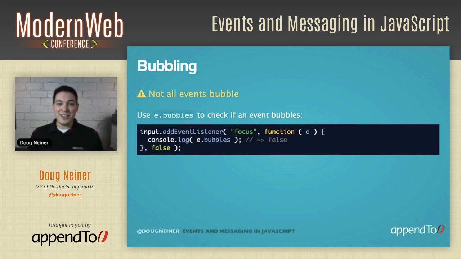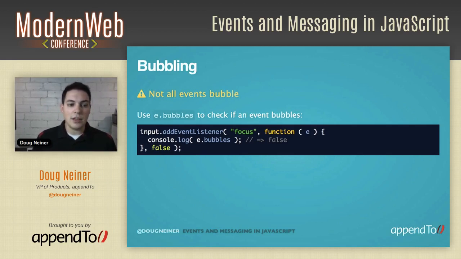The important thing to know here is that not all events bubble. If you've been using jQuery a lot and it abstracts some of this and makes all the events bubble, you may not be familiar with this. But not all events bubble. You can check that using your event parameter. I just have mine named e here, but you can name it anything and check for e.bubbles. And it will tell you whether or not that event will bubble.